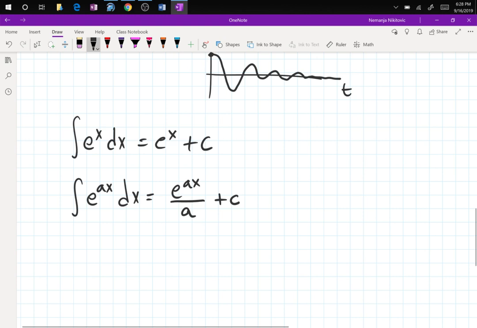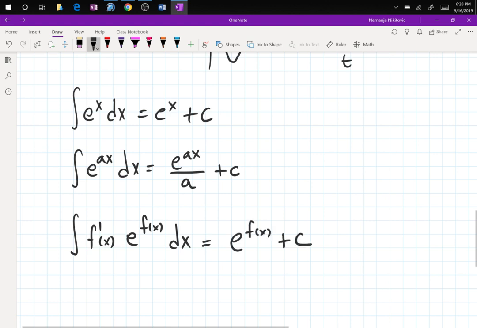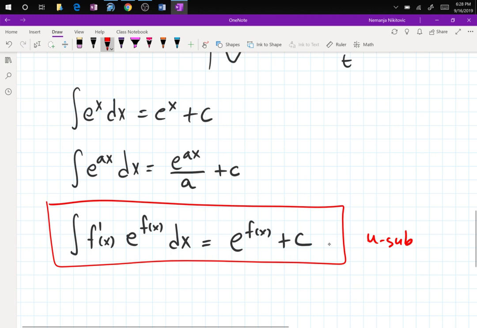And then you have your basic u sub regarding e's, which is the integral of f prime of x times e to the f of x dx equals e to the f of x plus c. And that's the reverse of the chain rule equation there, obviously, because that one is a u sub. You know that the u sub and chain rule are backwards, so if you take the derivative of the right-hand side, you get e to the f times the derivative of f on the other side. If you read it this way, you have the integral. If you read it this way, you have the formula for derivatives. It's the same formula.